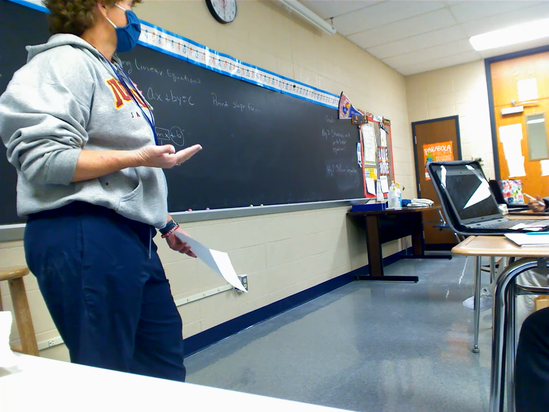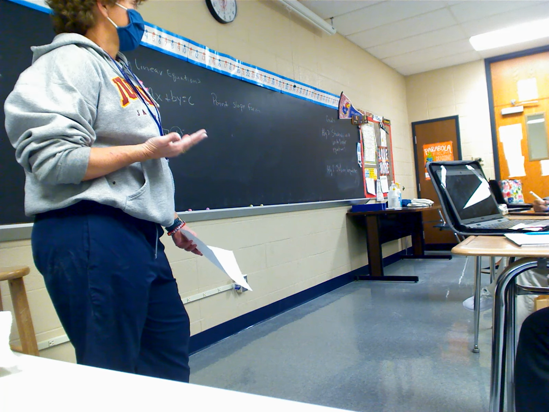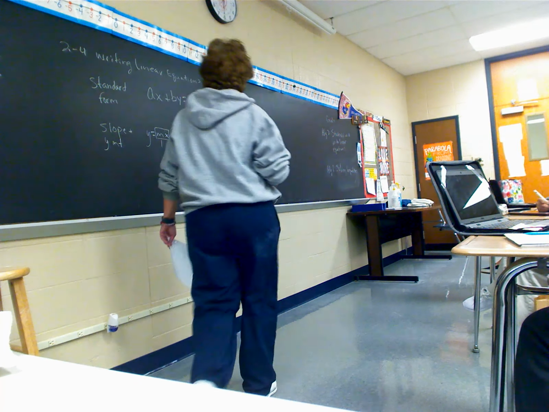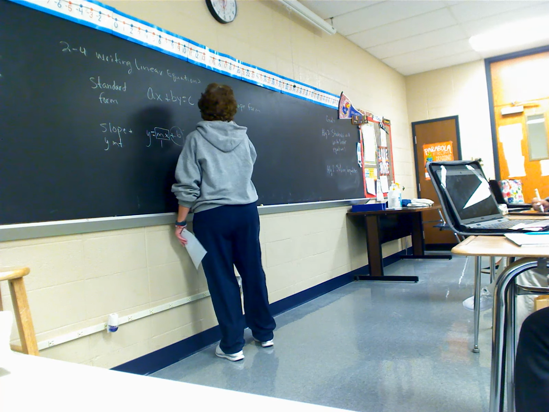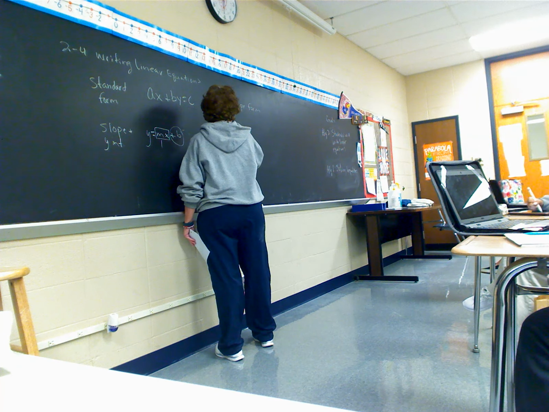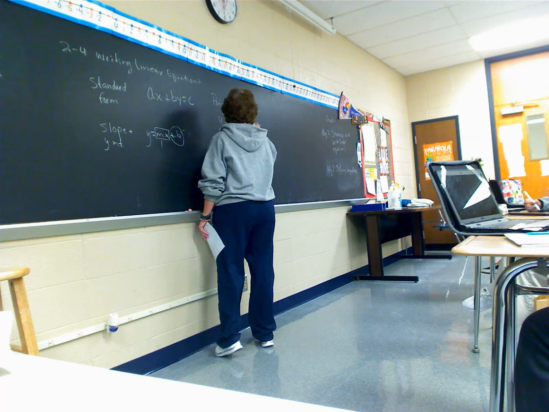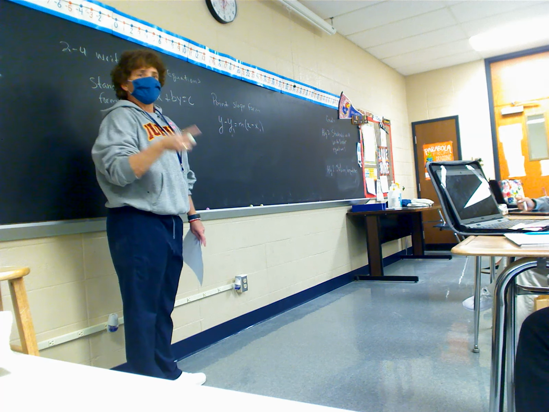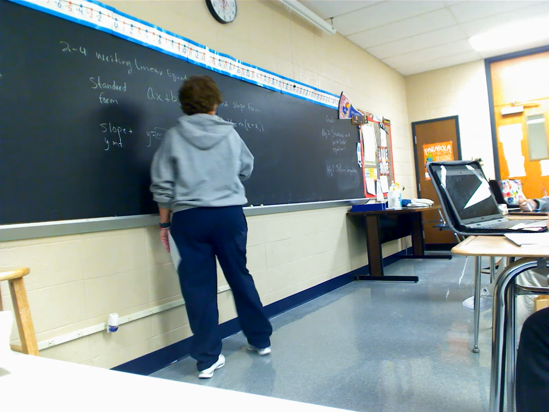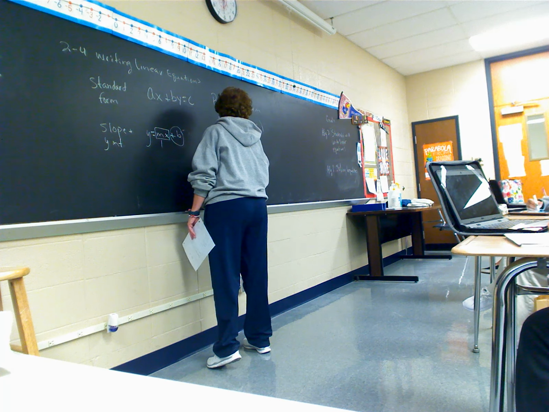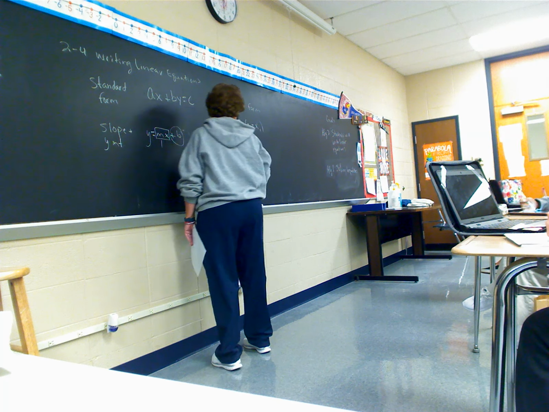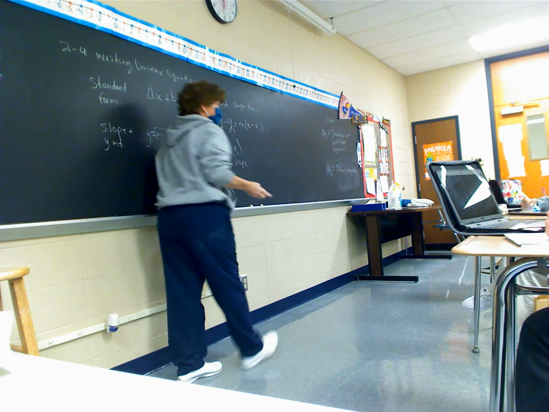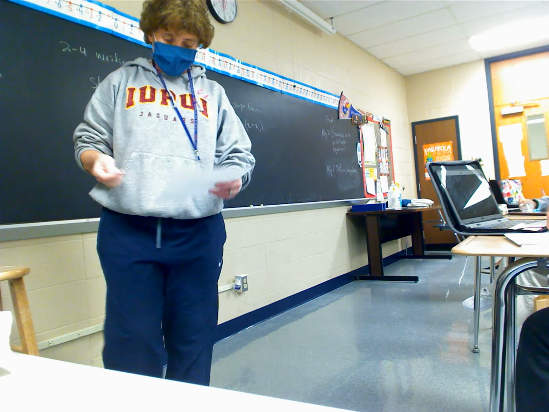Point and slope. Point and slope. So this is written in this form: y minus y1 equals m times the quantity x minus x1, where your x1 and y1 are an ordered pair, and m equals slope.